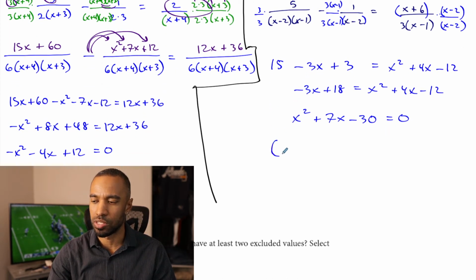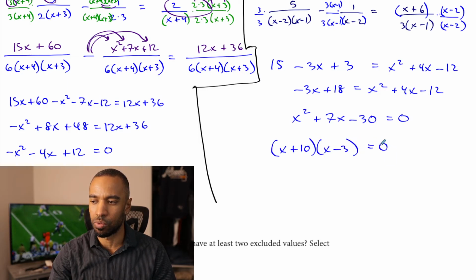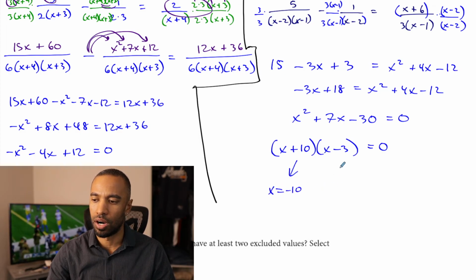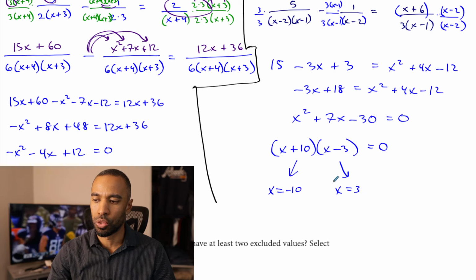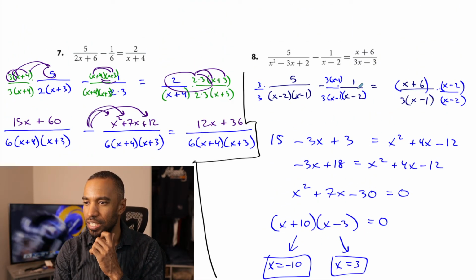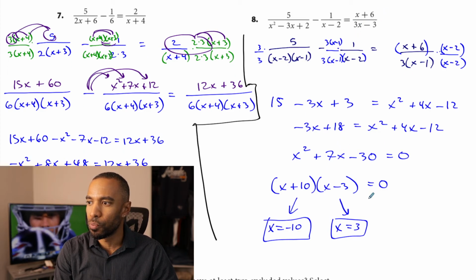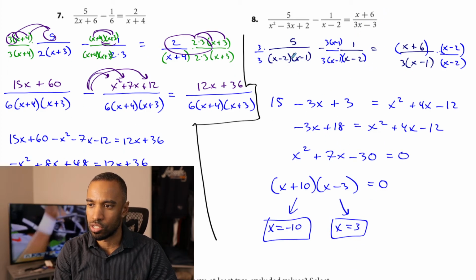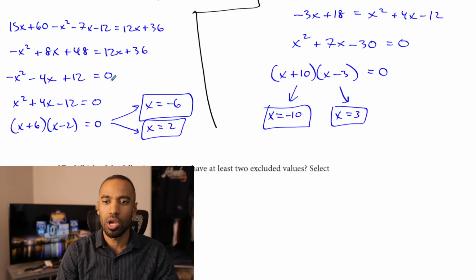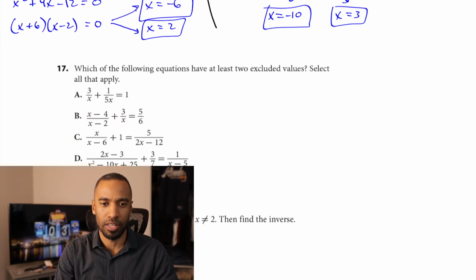Oh, I have plenty of space. X plus 10 times x minus 3 equals 0. So x either equals negative 10 or x equals 3. Okay, are these extraneous? Negative 10 can go in just fine. 3 looks like it can also go in just fine. We won't be dividing by 0. Those are our 2 solutions. So, okay, those are the ones where we solve algebraically there.